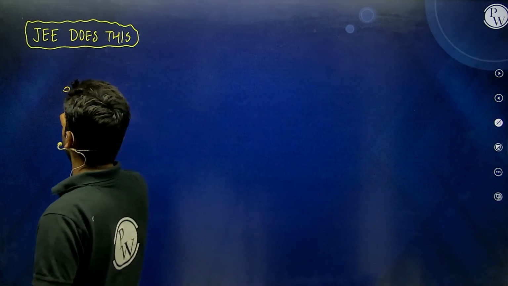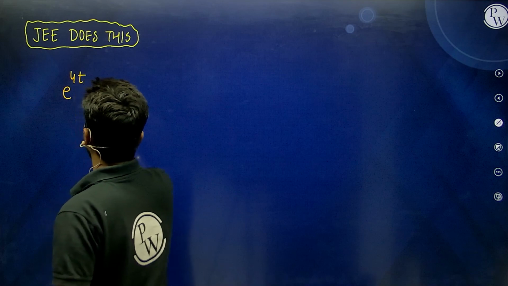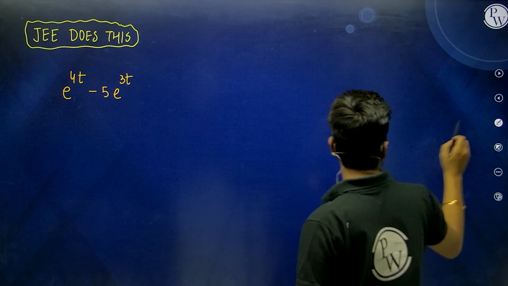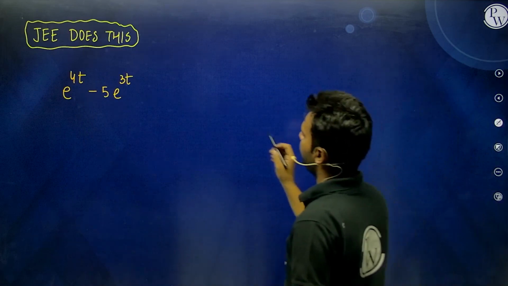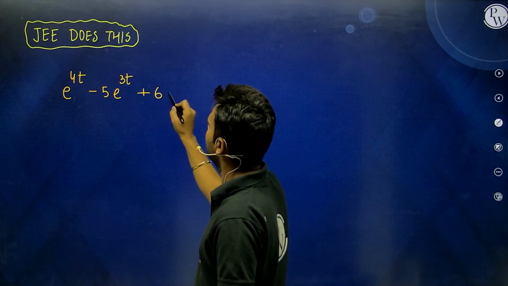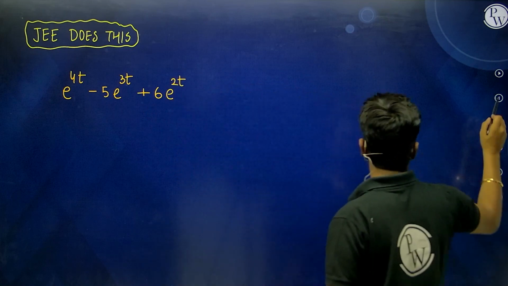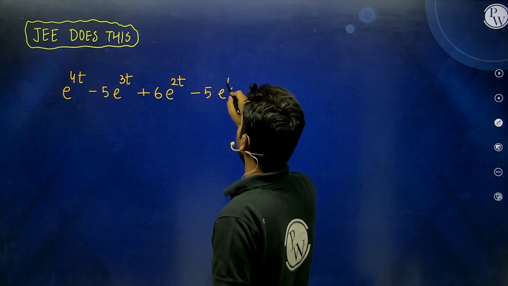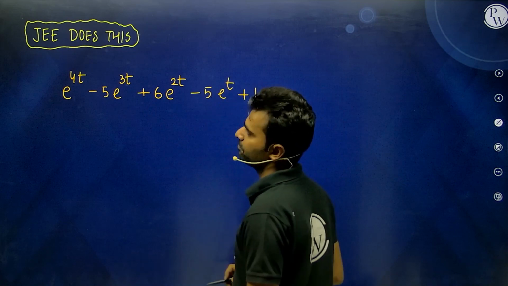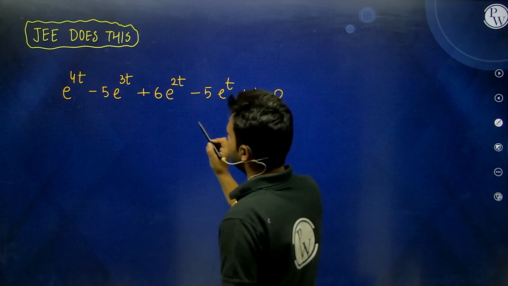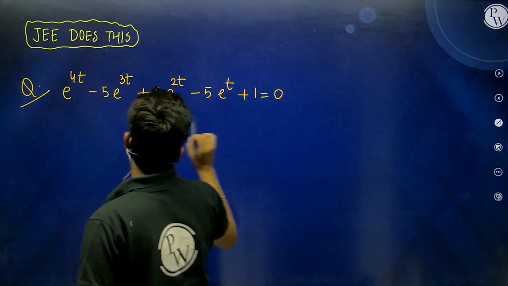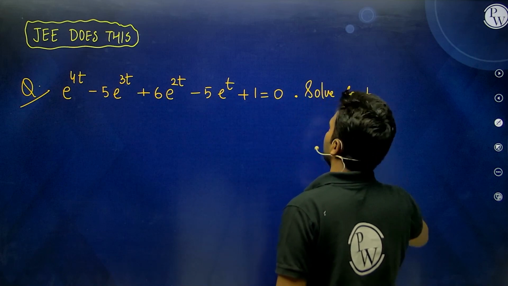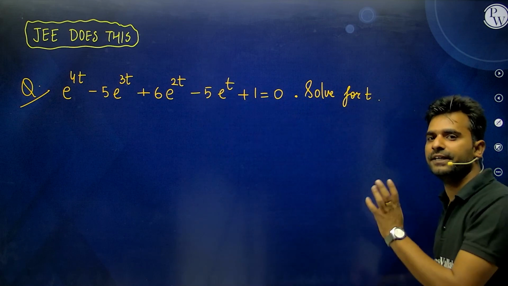e to the power 4t minus 5 times e to the power 3t plus 6 times e to the power 2t minus 5 times e to the power t plus 1 equal to 0. And they say solve for t, because t is the variable over here. Now JEE asks questions like this.